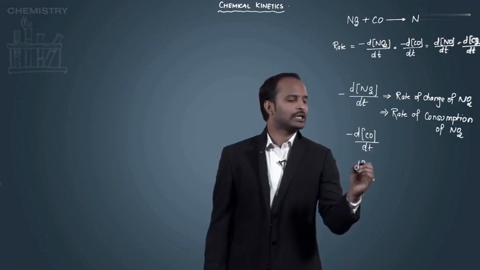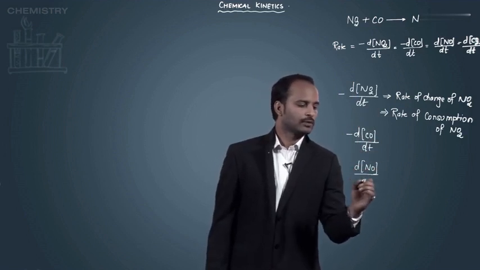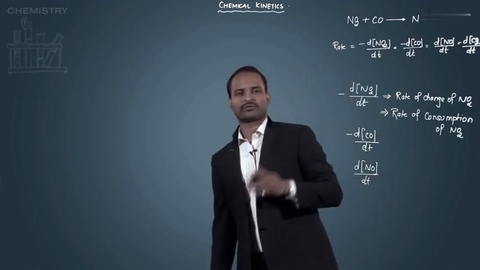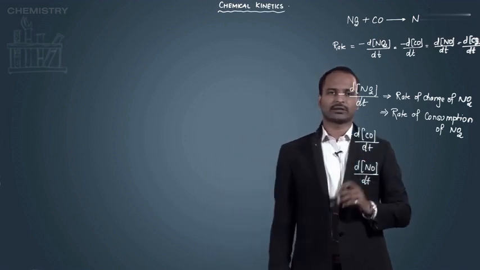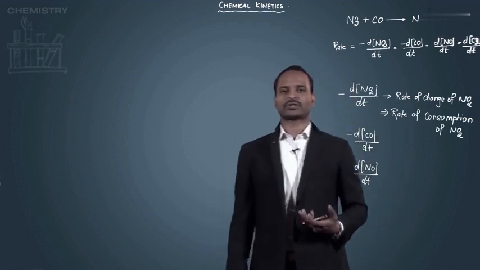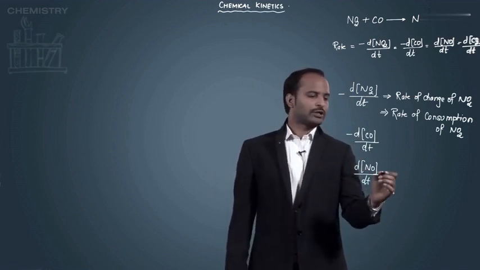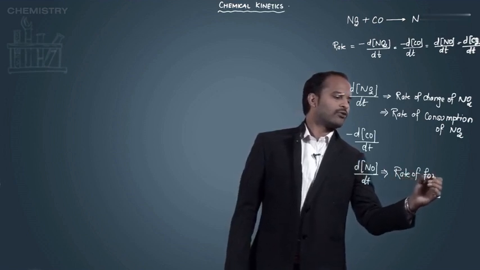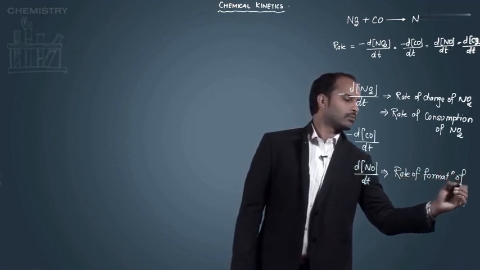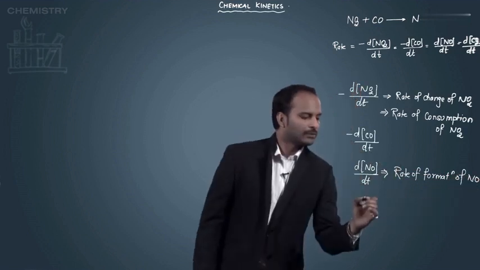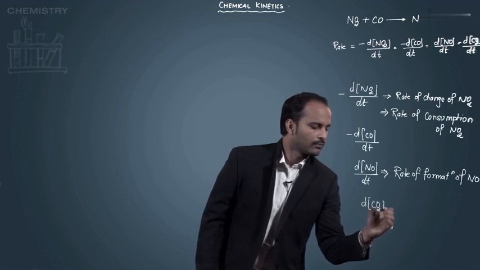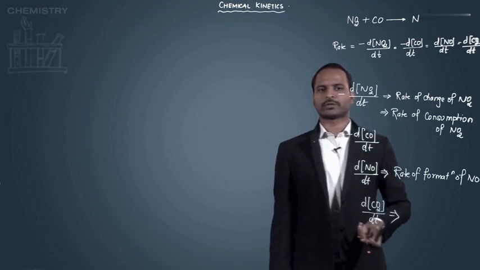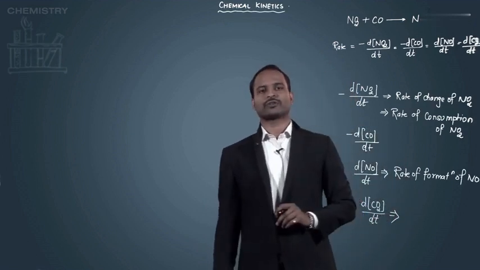Then similarly, if I'm writing dNO by dt, there is no minus sign. No minus sign means during the process, with the time this concentration goes on increasing. It means it is a formation, and if it is a formation, it is going to be a product. So it represents the rate of formation of NO. Similarly, if I am writing dCO2 by dt, it will represent the rate of formation of carbon dioxide with time.